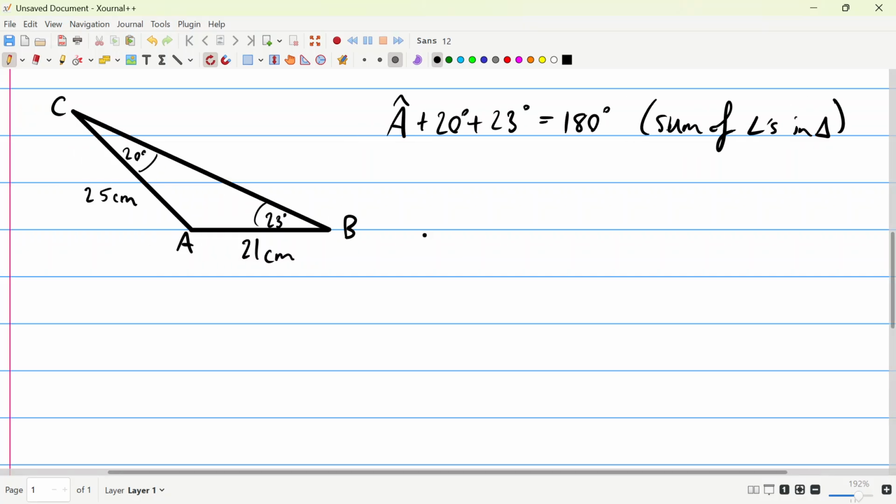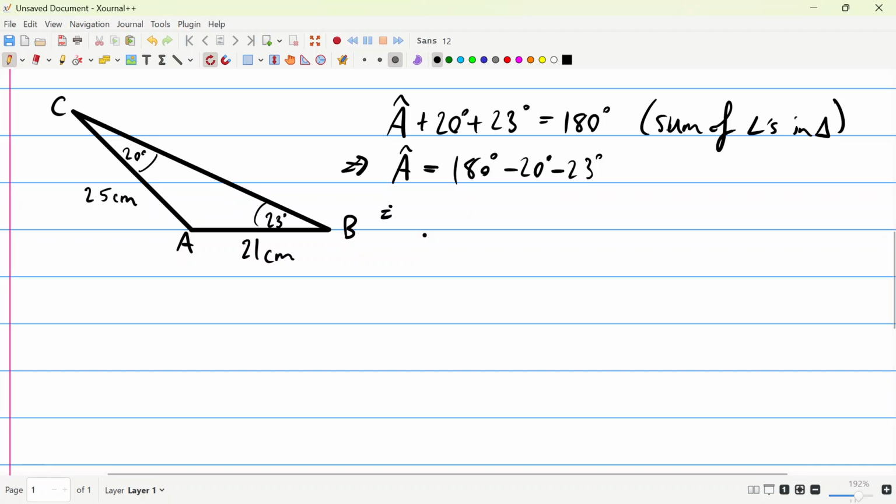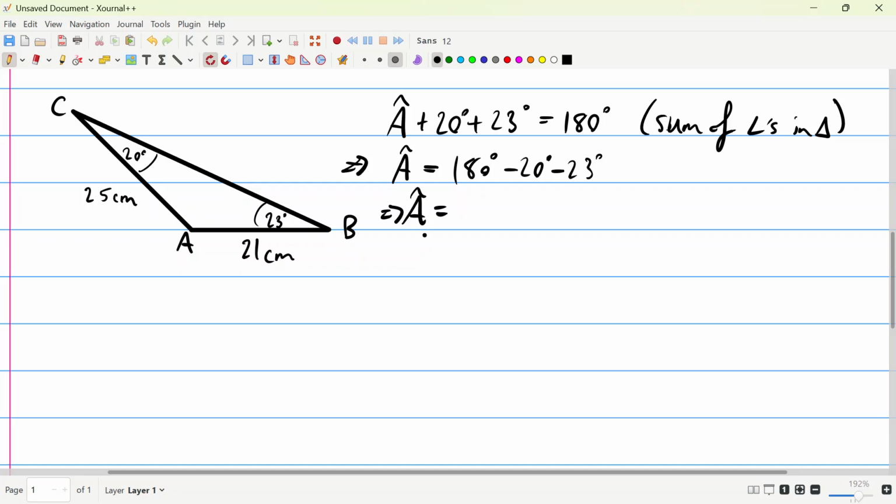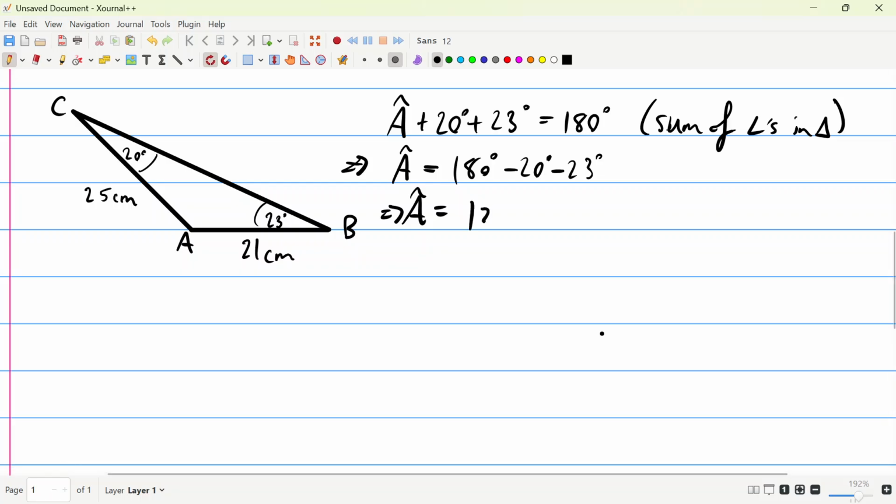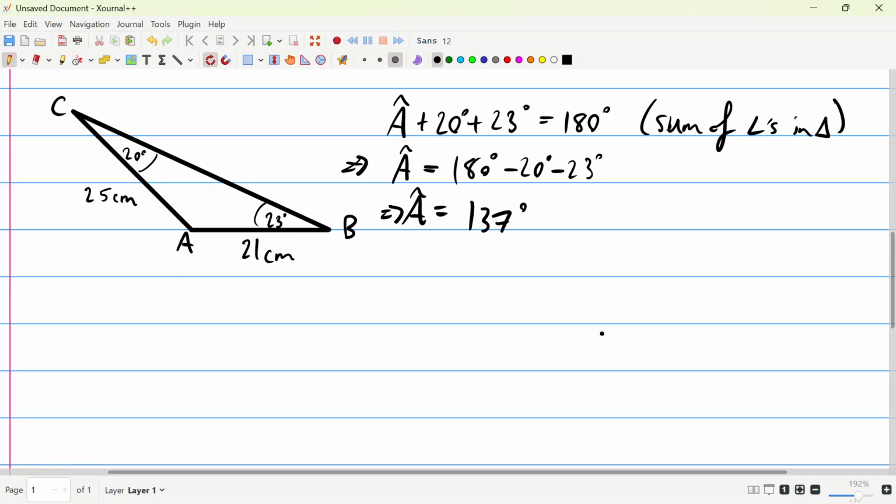Sum of angles in triangle. That is the reason. And then from here, we need to solve for A. So A is just equal to, we take the 20 and the 23 over, so it's 180 degrees minus 20 degrees minus 23 degrees. And then from here, angle A is just going to be equal to 137 degrees, okay? So that is angle A.